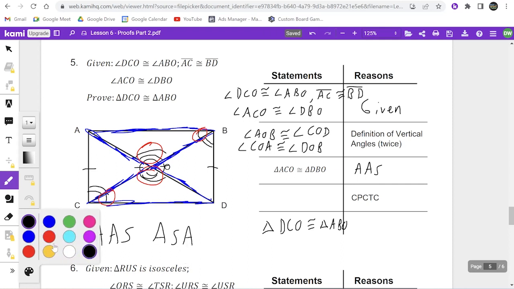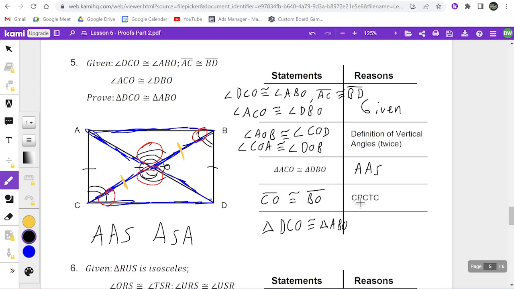So what I'm going to say is, I'm going to say this side right here is congruent to that side right there, because now I've got angle, side, angle. Angle CO is congruent to angle line. CO is congruent to line BO. Yeah, that's right. CO is congruent to BO. And that's because of CPCTC. And now I've got the triangles are congruent, and the reason is ASA.